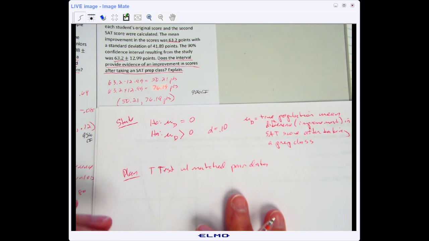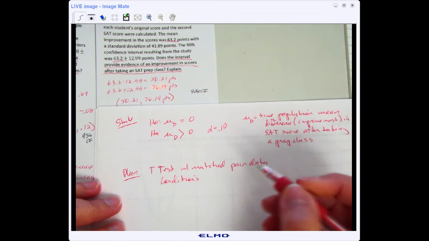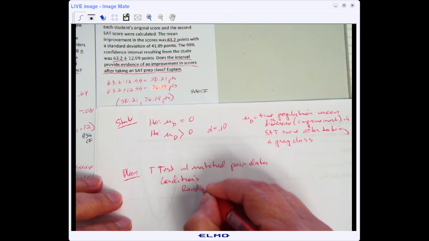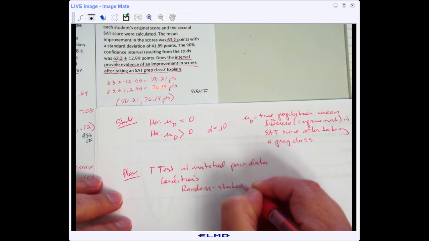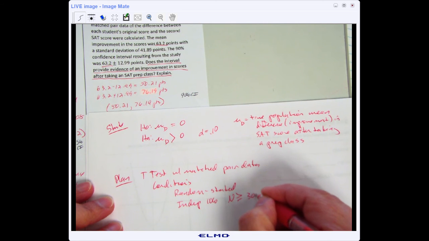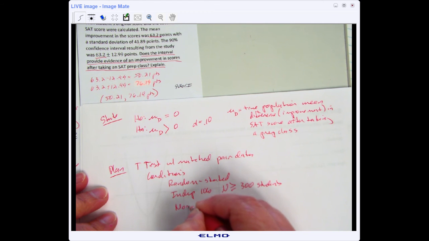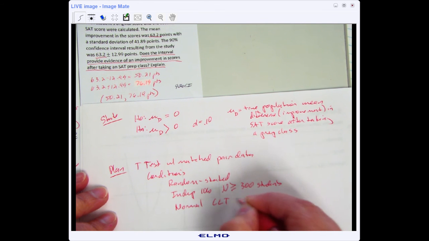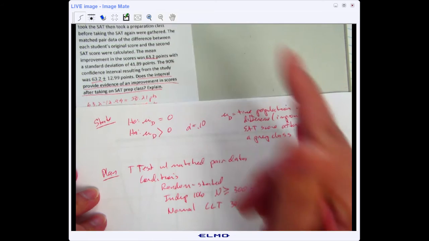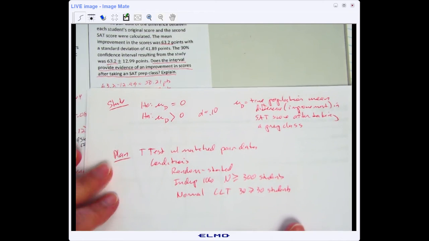So this is very much just a plain old t-test. There's no two samples here. So when I do my conditions, I only have to do it for the one sample of students. Random, that's stated. Independence: I'm pretty sure there's more than 300 students taking the SAT, right? And for normal, thank goodness, I can use central limit theorem because my sample size is 30, yay. 30 is greater than or equal to 30 students. So my conditions weren't that bad.